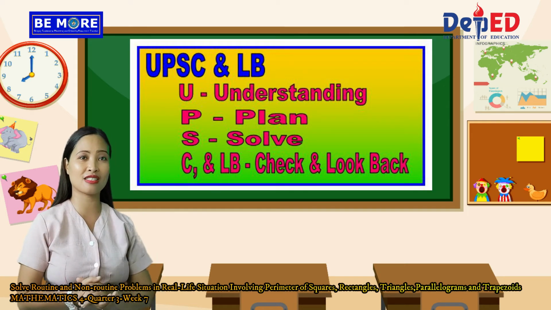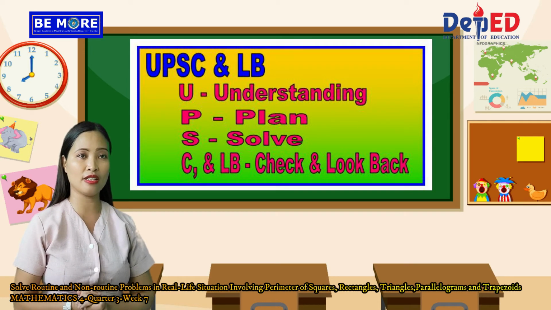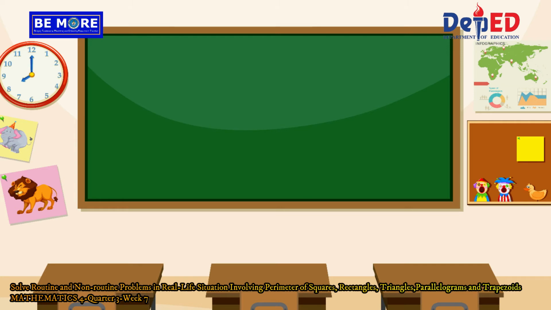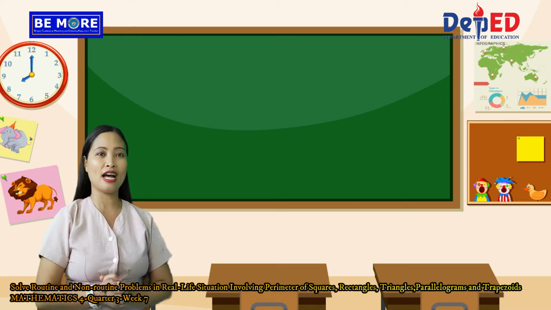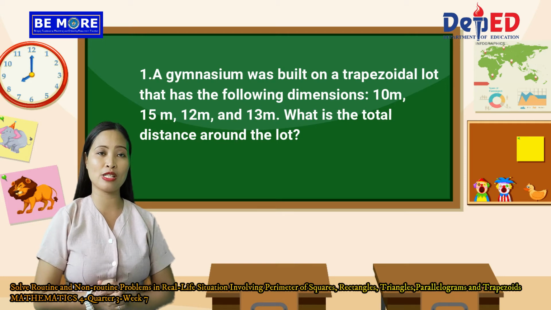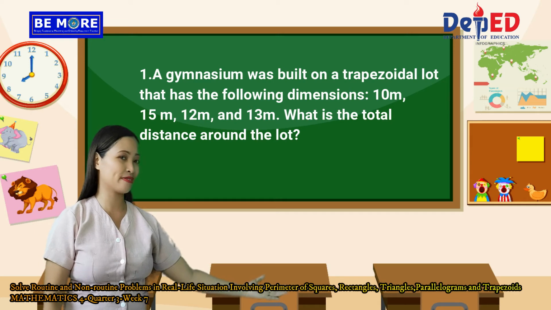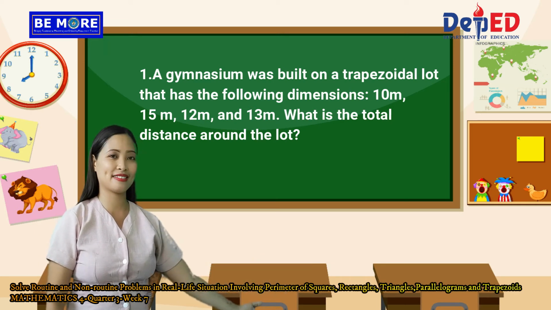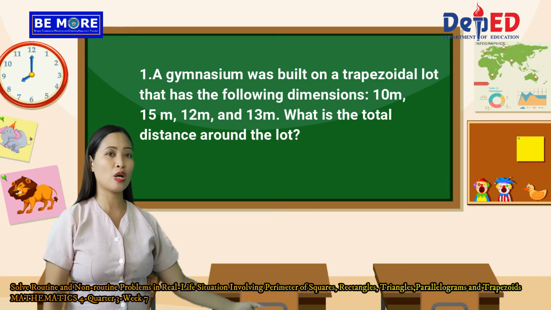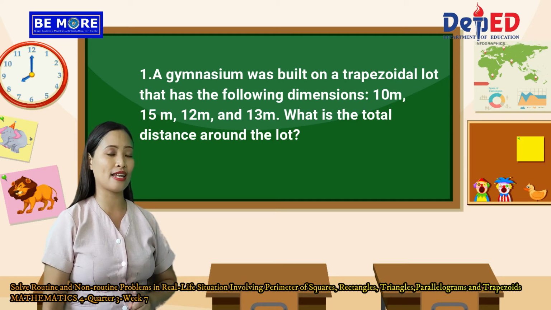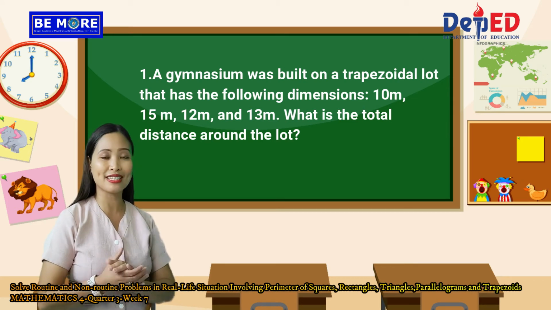And now, it's activity time. Brace yourselves and don't forget UPSC and LB. Question number 1. A gymnasium was built on a trapezoid lot, has the following dimensions: 10 meters, 15 meters, 12 meters, and 30 meters. What is the total distance around the lot? What did you get?